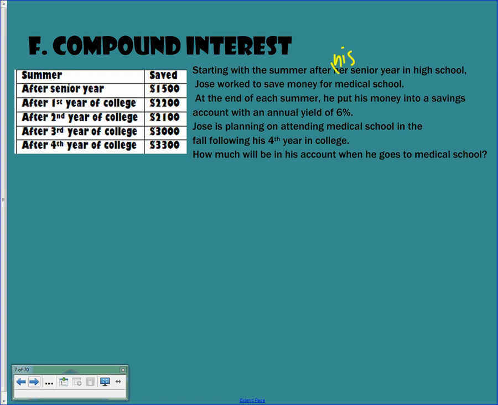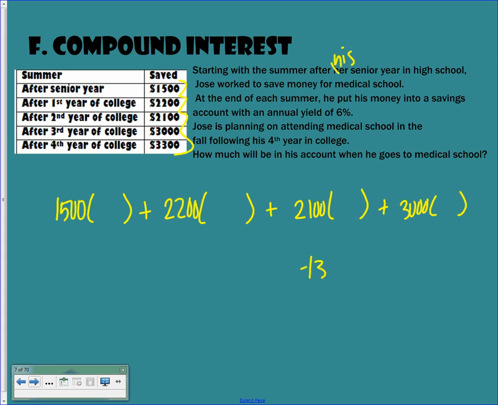Okay, well, this seems kind of weird because we just did this. What's different is all of the amounts Jose's putting in are different. So I know I'm going to put $1,500 in the bank and I'm going to have some sort of interest. So I'm just going to leave that blank for right now. Then I'm going to have the $2,200 in the bank earning some interest for a while. Then I'll have the $2,100 in the bank for a while. Then the $3,000 in the bank for a while. Then the $3,300 in the bank for a while. Okay, so maybe I'll just put in A equals over here for our total amount.